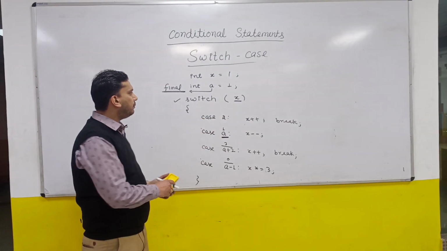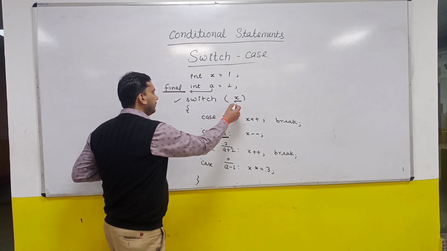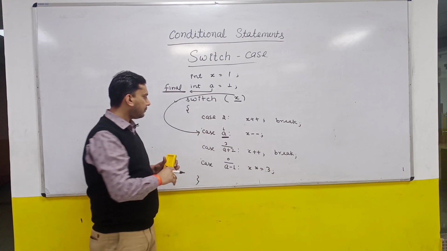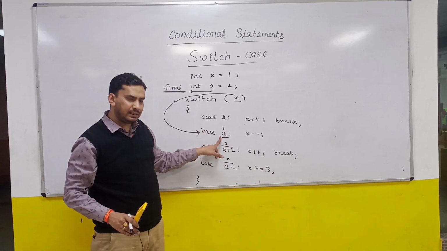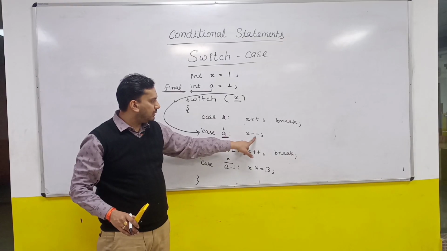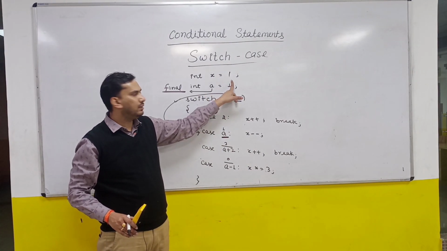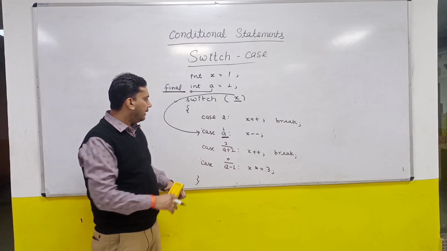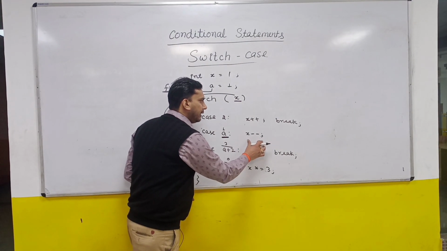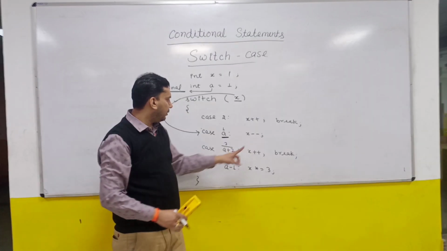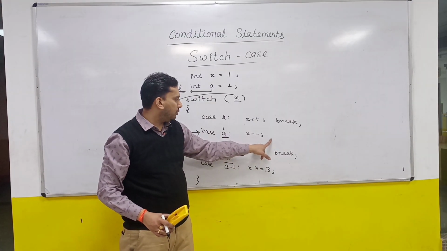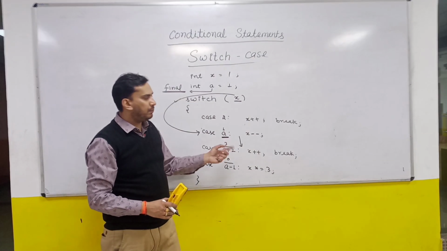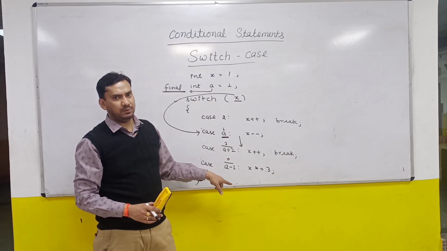So it will directly jump to case 1. Which case 1? This is your case 1. It will match this case. It is going to reduce the value of x. X is 1, so 1 will become, post decrement, 0. Then have you got any break here? No break. So it will go to the subsequent cases until it gets a break or it reaches the end of the switch.